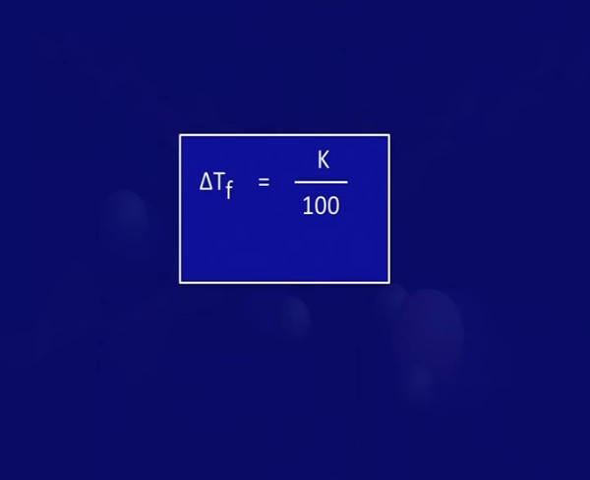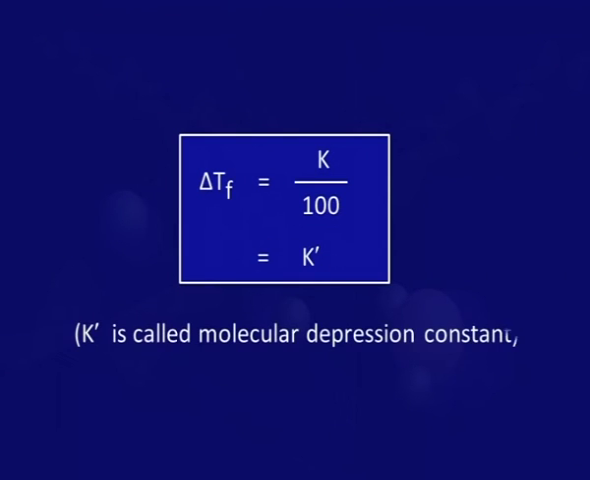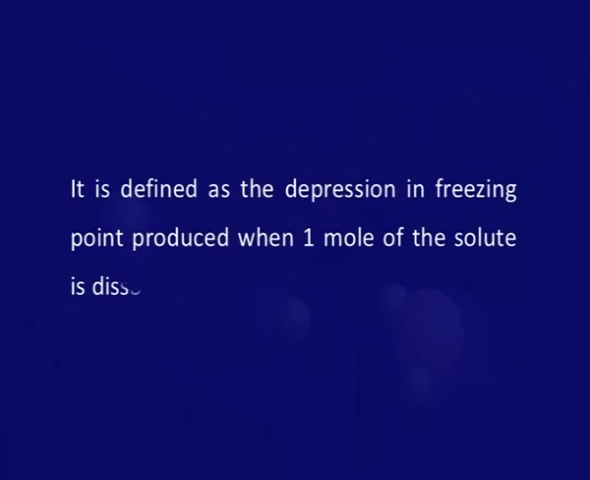If we dissolve 1 mole of the solute in 100 grams of solvent, we will get delta Tf equal to k dash. Here k dash is another constant which is equal to k upon 100. This k dash is known as the molecular depression constant. K dash, the molecular depression constant, is defined as the depression in freezing point caused when 1 mole of solute is dissolved in 100 grams of solvent.